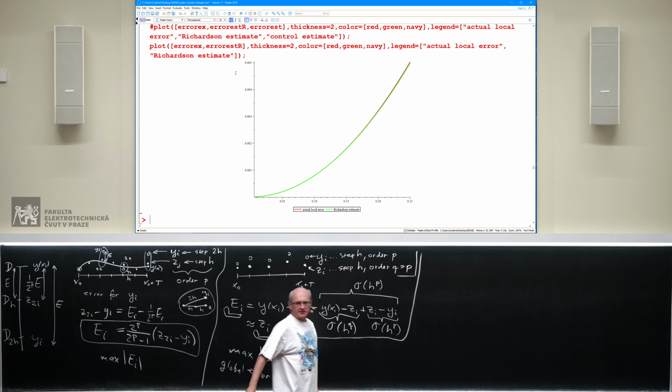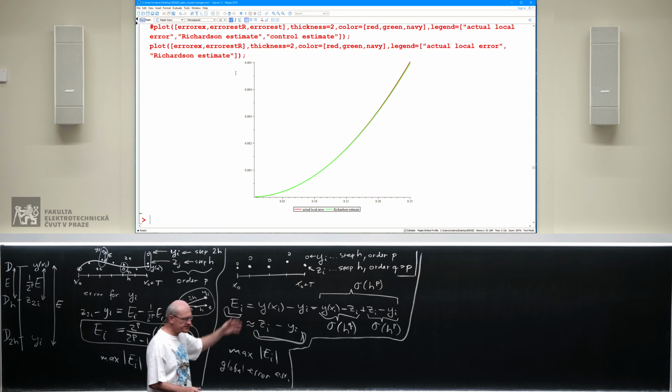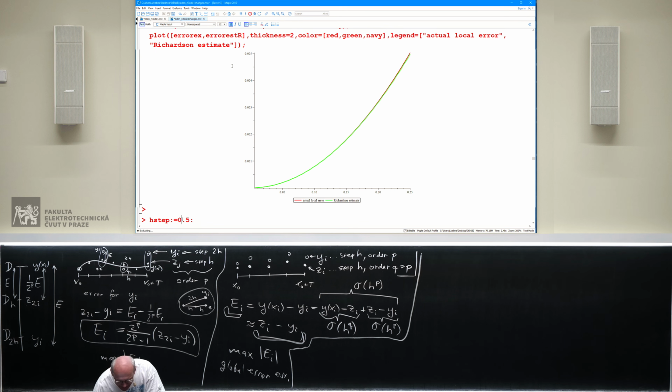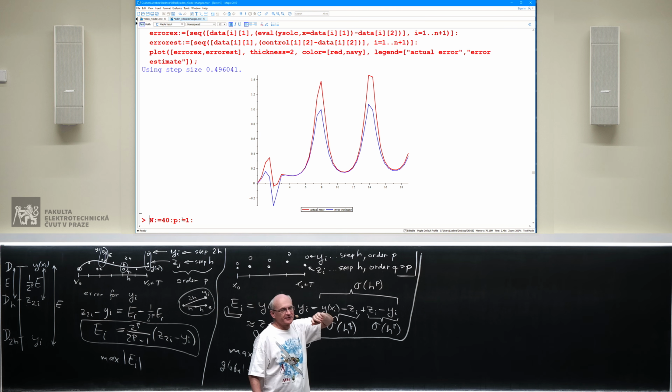So this is the competitor. We have two competing methods for estimating the error of our approximation. Let's try it out. So again, we start with this familiar differential equation, which produces sort of a periodic error. This is the error estimate for the Euler method.